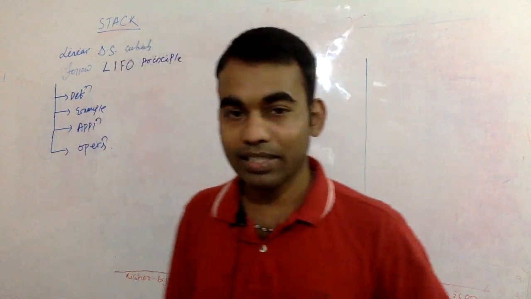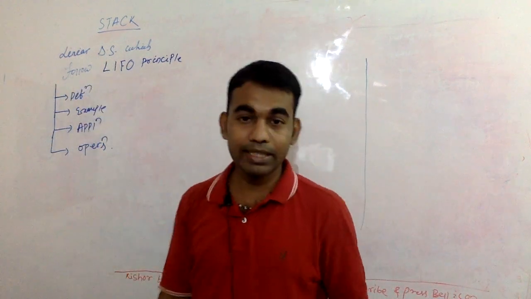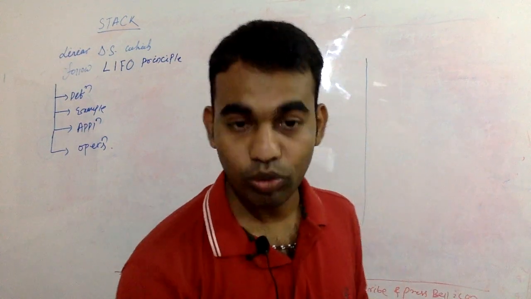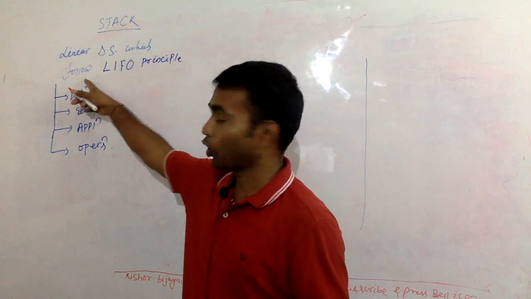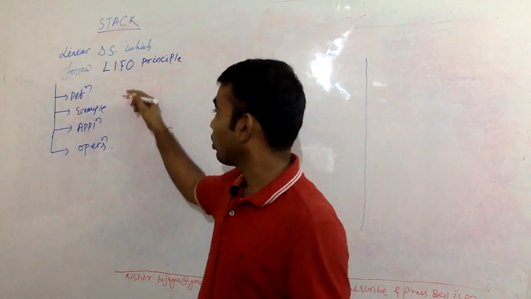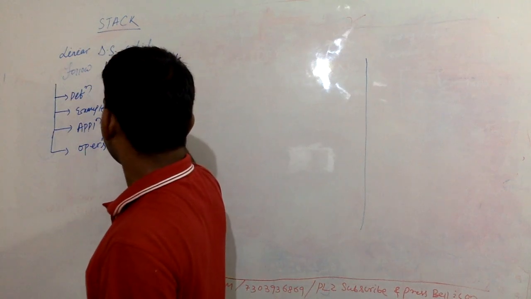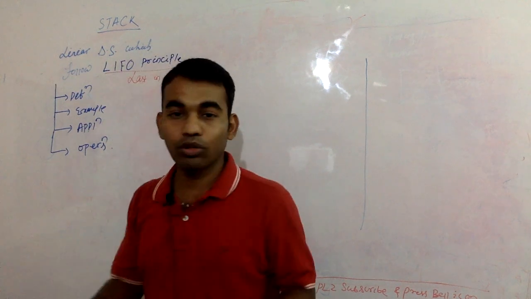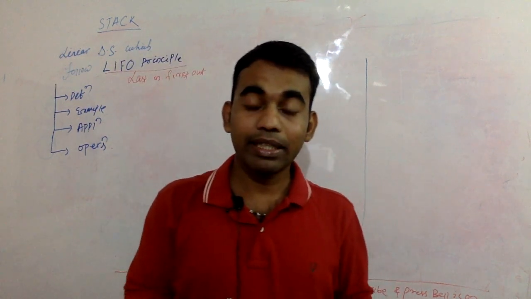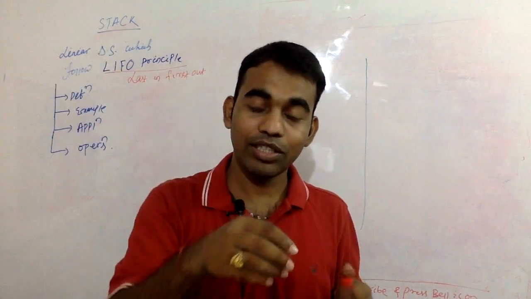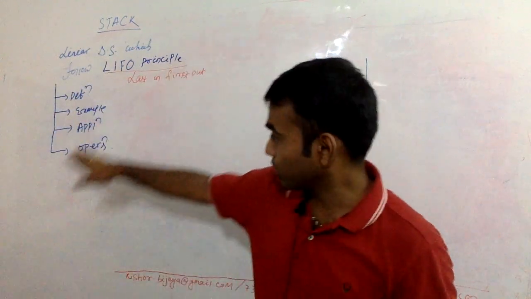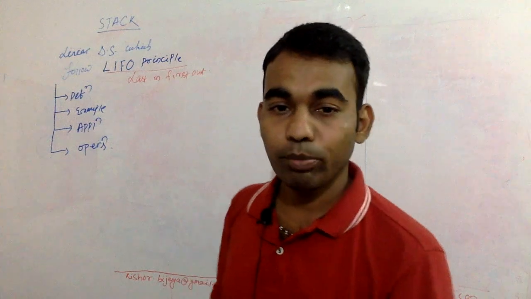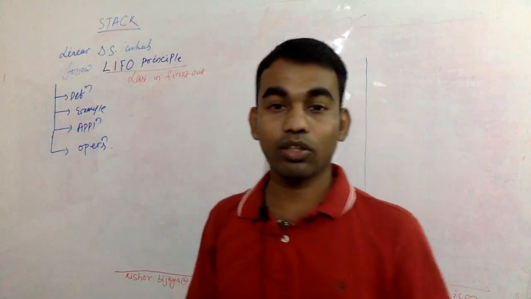So let's understand what a stack is. The definition is here: it is a linear data structure where elements are stored, which follows the LIFO principle. What does LIFO mean? LIFO means last in, first out. That is the principle of stack. That means the element which has been inserted last is going to be removed first. Last in means whoever has come in last must be out first. So that's the concept of LIFO.